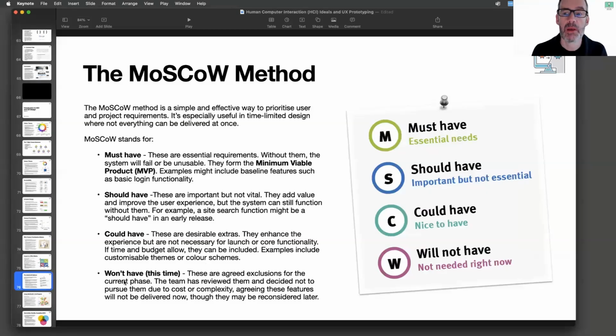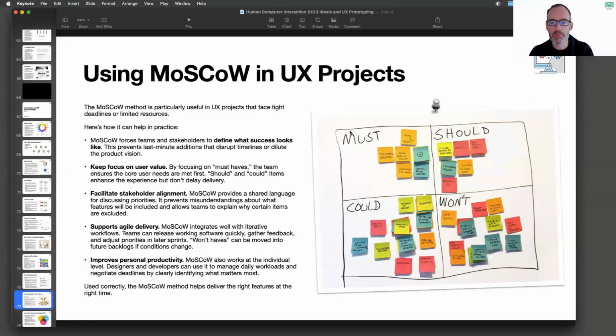The next method, the Moscow method, is a way of grouping. So you'll be asked to maybe look at a prioritization method and talk about it. With Moscow, you set up a kind of quadrant system: must, should, could, won't. And it could be something like this, or you can have it different ways.